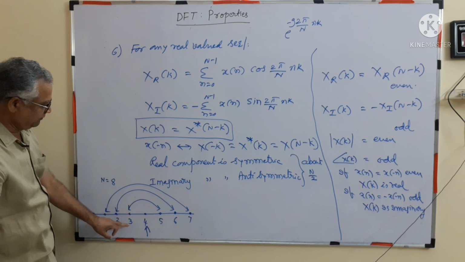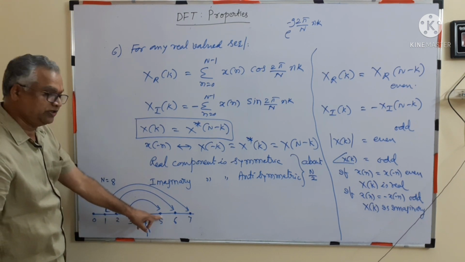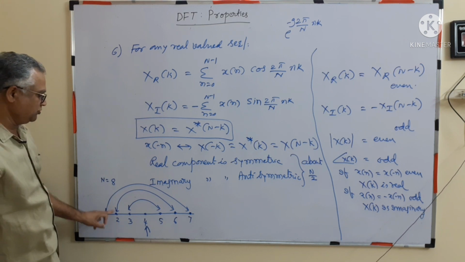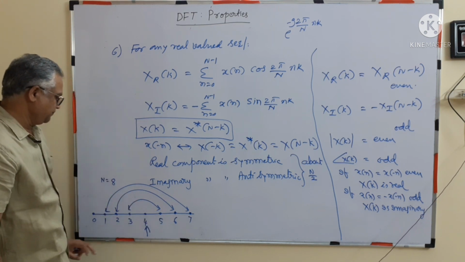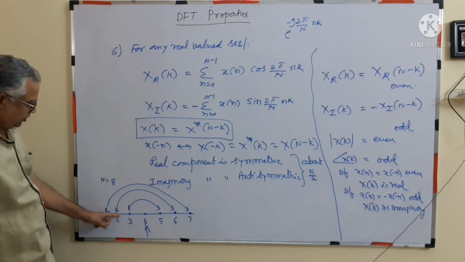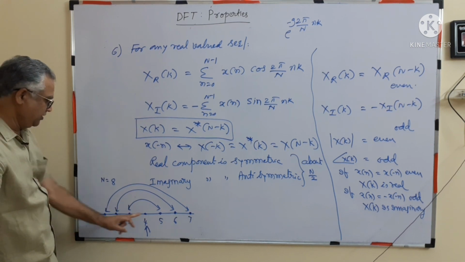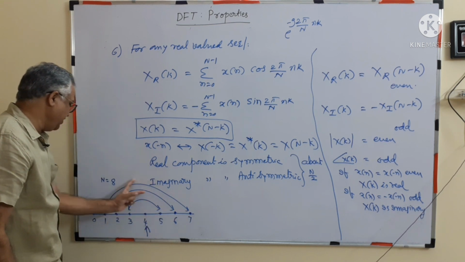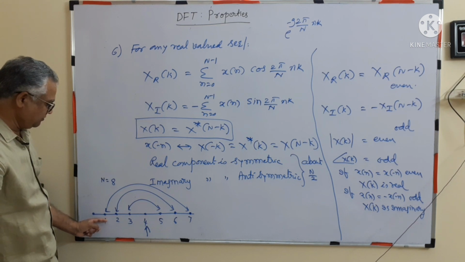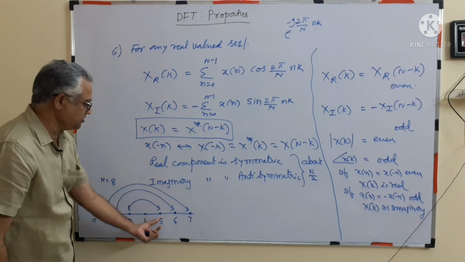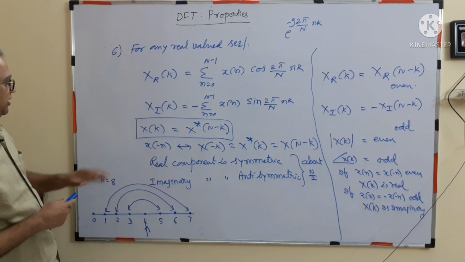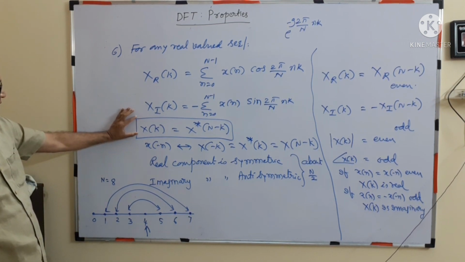For example, if the DFT at 3 is 3 plus j4, this will be 3 minus j4. If it is 2 plus j2, this will be minus j2. That means how many do we need to find? 0 you have to find, 1, 2, 3, 4 you have to find; 5, 6, 7 will be complex conjugates of 1, 2, 3. These values are just complex conjugates, you will get them. So that is the powerful advantage of this statement.